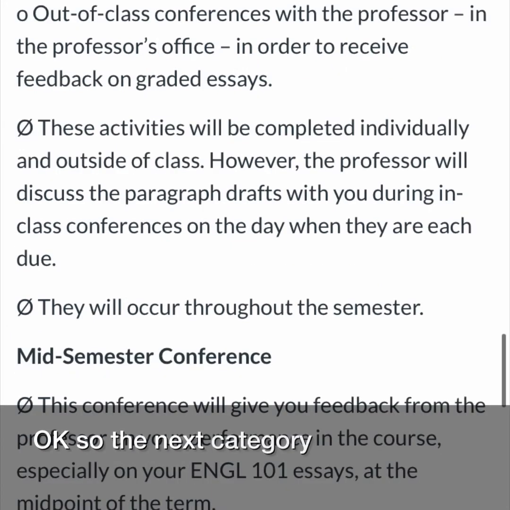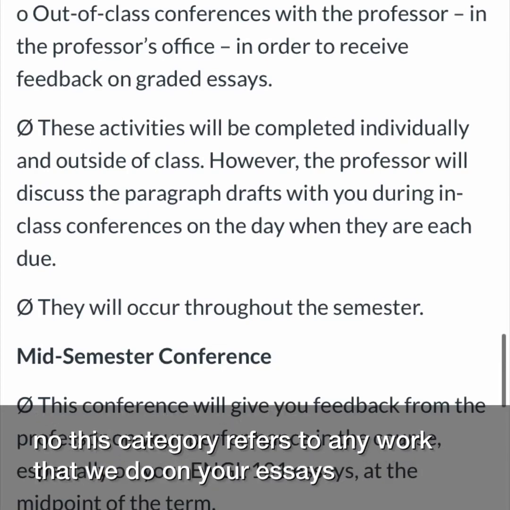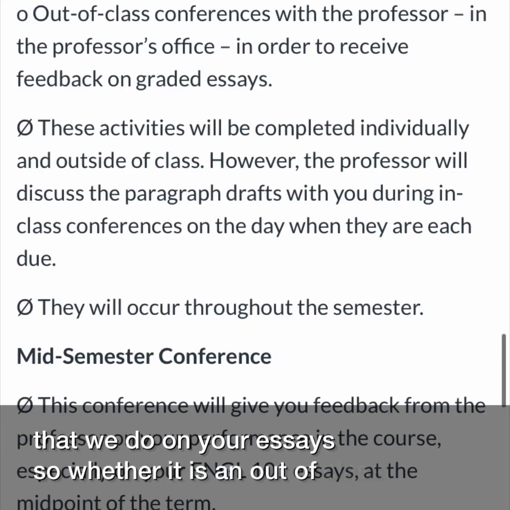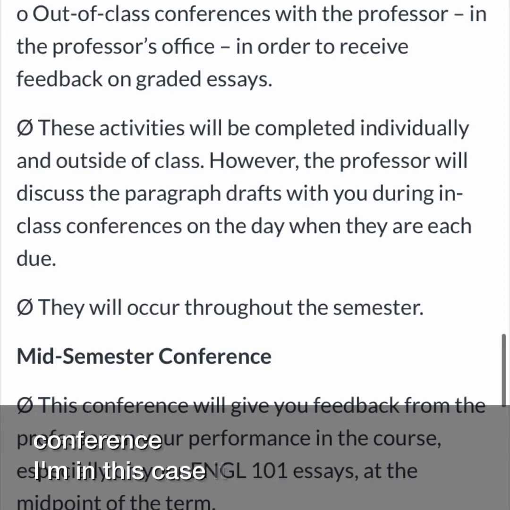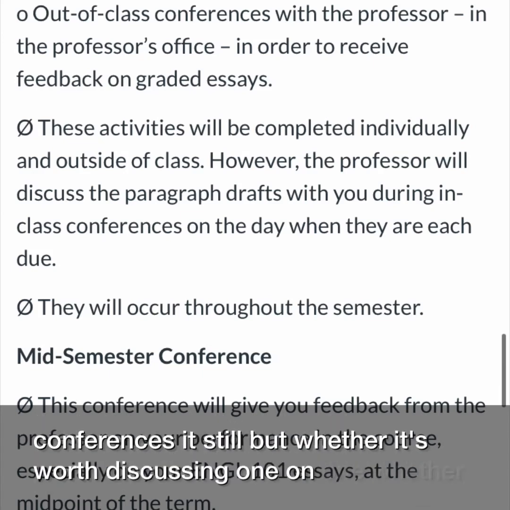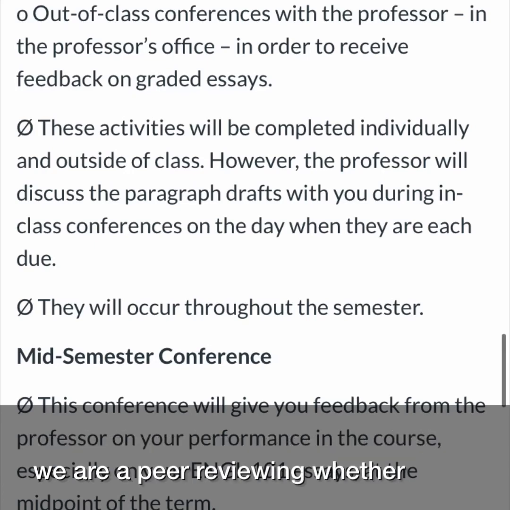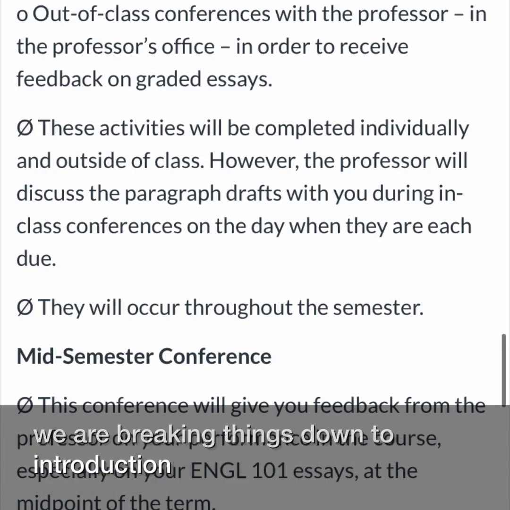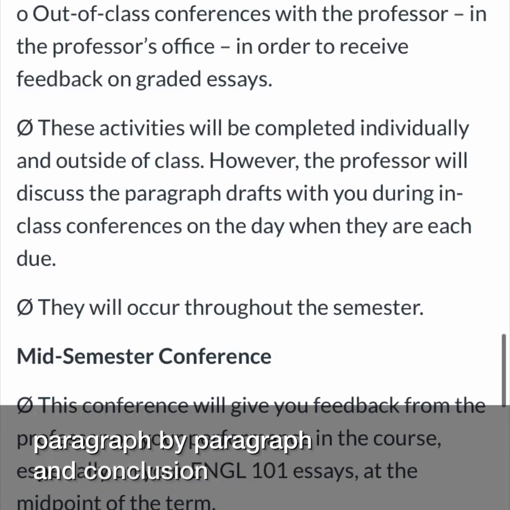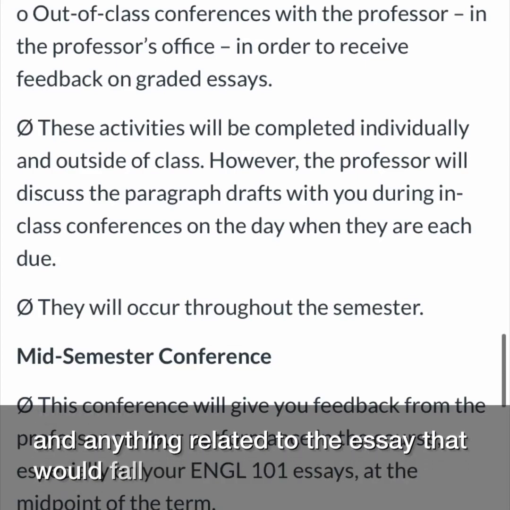Okay, the next category would be the application activities. This category refers to any work that we do on your essays. So whether it is an out-of-class conference, in this case still video conferences, whether we're discussing one-on-one, whether we are peer reviewing, whether we're breaking things down to introduction, paragraph by paragraph, conclusion, transitions, research, MLA, anything related to the essay would fall into this category.